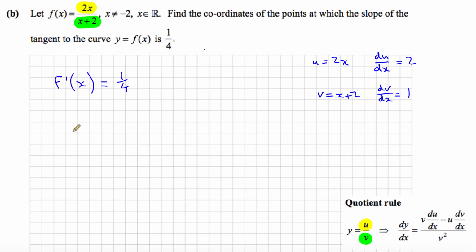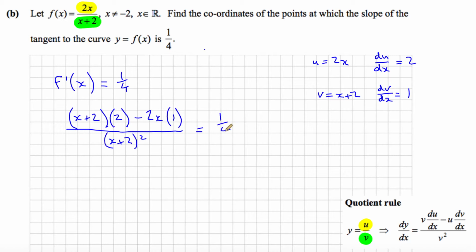So I'm going to have v du dx, so that's going to be this times this, so x plus 2 times 2, minus u dv dx, so minus u is 2x, and dv dx is 1. And that's all over v squared. So v squared is x plus 2 squared. And we know that that's equal to 1/4.